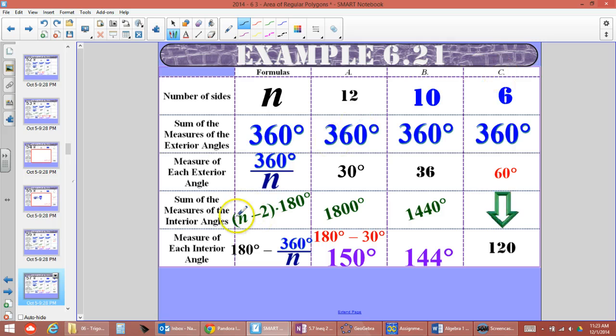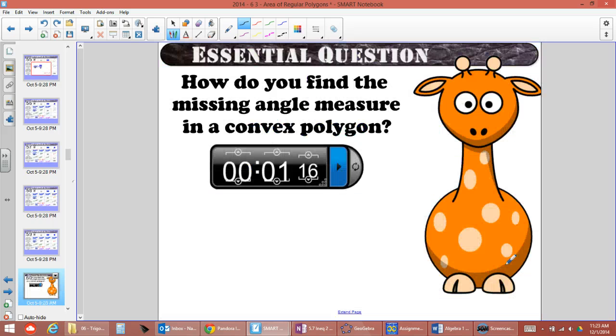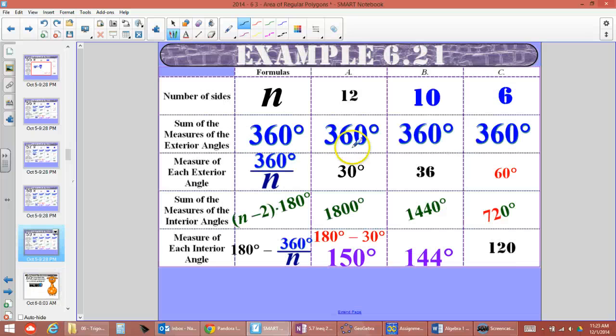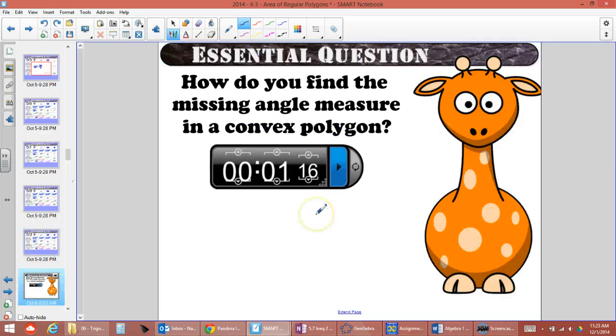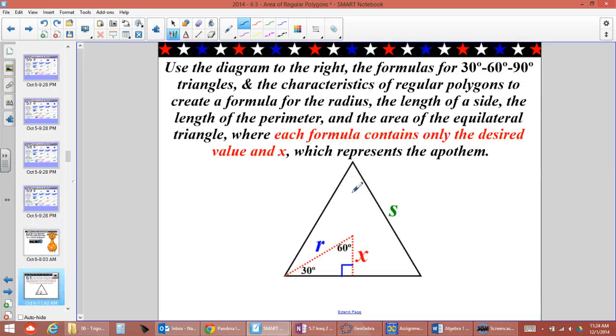I can just plug in my n value here. I can say 6 minus 2 is 4. 4 times 180 is 720. I'm done. So please get this chart filled in. Then work on your essential question. How do you find the missing angle measure in a convex polygon? Guess what? We just did it all up here. However you want to describe this process, solving for n, plugging n in, those types of things, is fine. So take a minute, work on that.